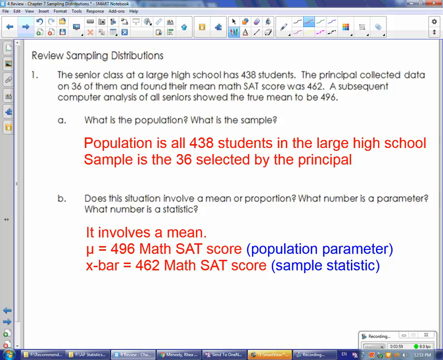So remember, the population is who we're trying to find information about, like the entire group. Be as specific as you can. Don't just say students at the school. Be very clear. The population is going to be all 438 students, and actually you could even say in the senior class.